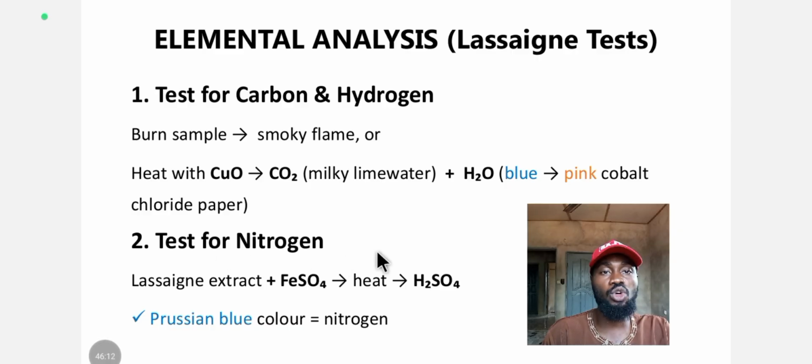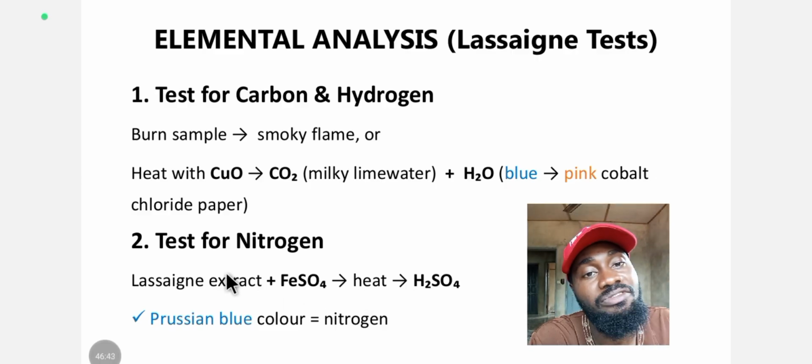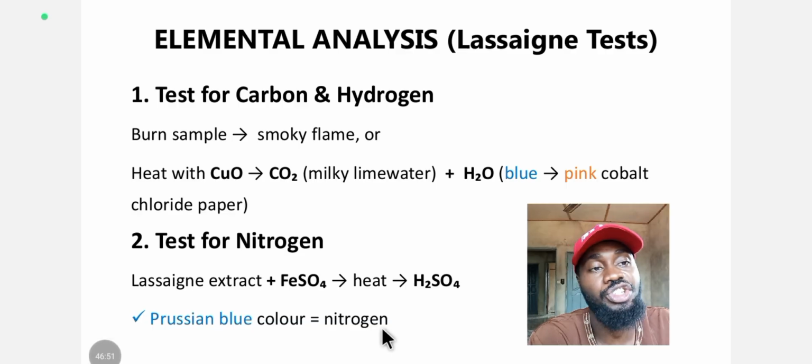Number 2 is test for nitrogen. The Lassaigne extract is added to iron(II) tetraoxosulfate(VI) and it is heated. After heating it, you acidify with hydrogen tetraoxosulfate(VI) acid. And what do you get on observation? On observation, you get a Prussian blue color, which indicates or confirms the presence of nitrogen.